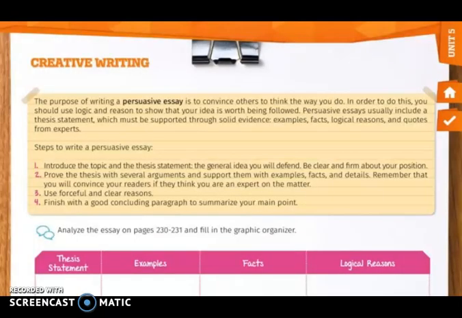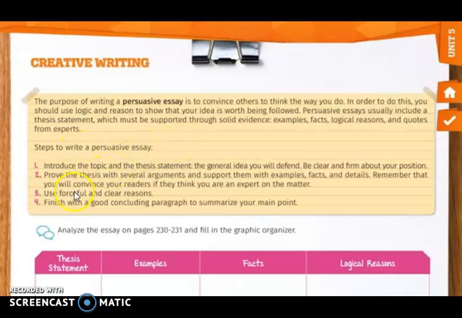So the page that we are going to start working on is page 253, Writing. The purpose of writing persuasive essays is to convince others to think the way you do. In order to do this, you should use logic and reason to show that your ideas are worth being followed. Persuasive essays usually include a thesis statement, which must be supported through solid evidence, examples, facts, logical reasons, and quotes from experts. Steps to write a persuasive essay.